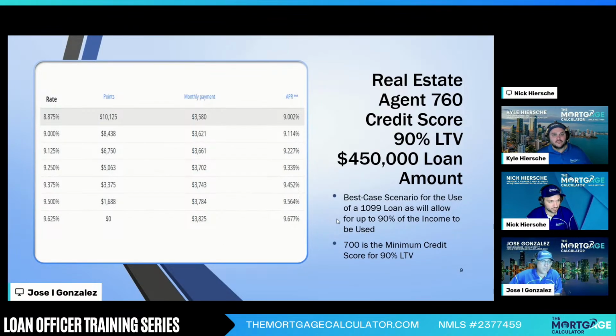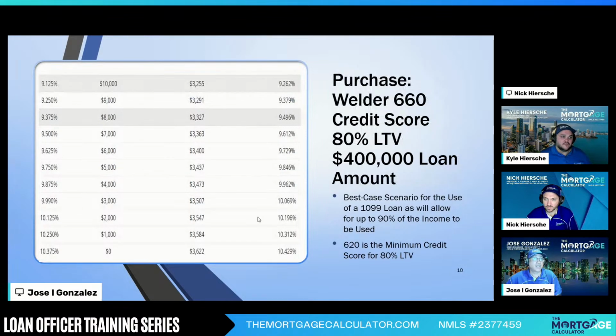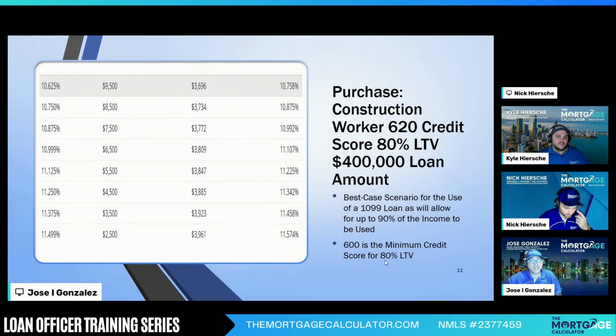So, just to give you some quick examples here, 90% max LTV again with a 760 credit score. You have pretty good rates there, high nines, mid nines to high eights. 660 score max LTV is 80% with a 660 again. 620 is the minimum credit score for an 80% LTV. And with a 600, no, actually, no, I take that back. With a 600, we can do 80% LTV.